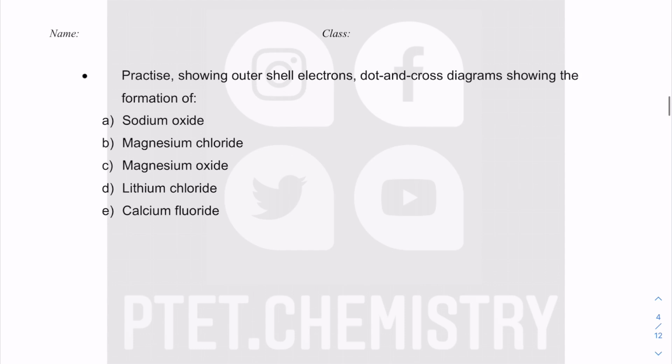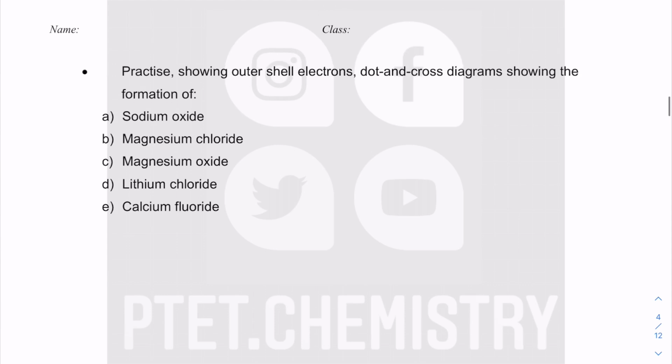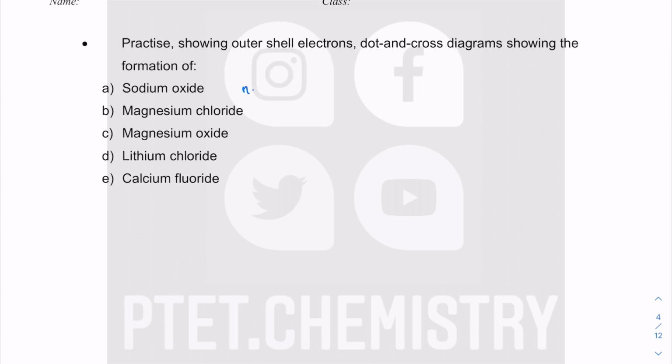Now you get to practice showing outer shell electrons, the dot and cross diagram, showing the formation of these particular ones. You have to think very carefully about things like sodium oxide. So there is a name. These are names of compounds, names of ionic compounds. So you need to slowly build your vocabulary.